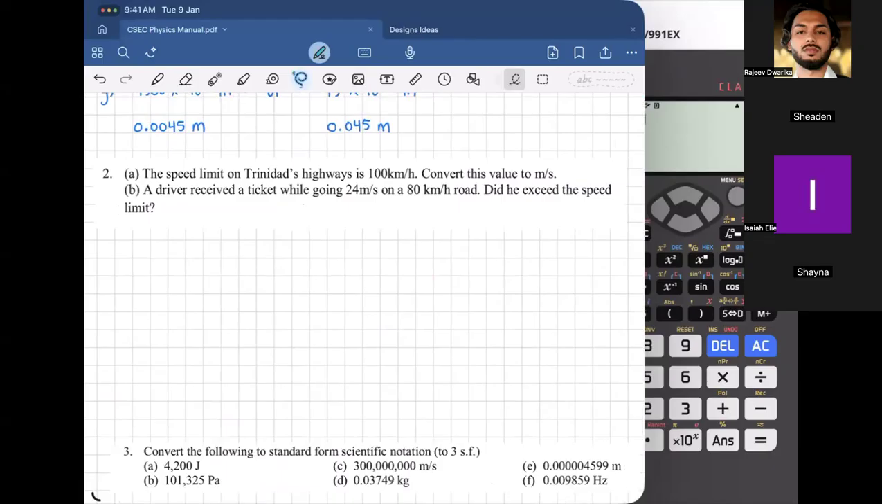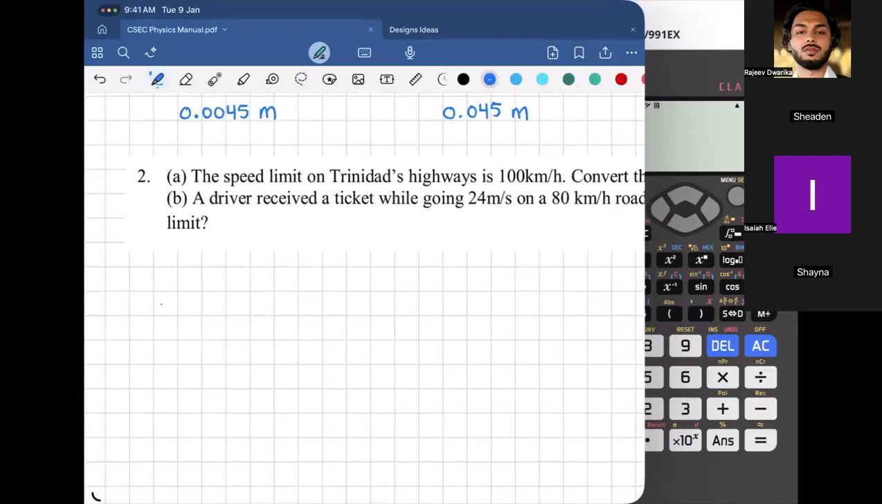The speed limit on Trinidad's highway is 100 kilometers per hour. Convert this value to meters per second. A driver received a ticket while going 24 meters per second on a 18 kilometer per hour road. Did he exceed the speed limit? Okay. So we have to convert 100 kilometers per hour to meters per second. Let's see if you remember how to do it. Walk me through the process.